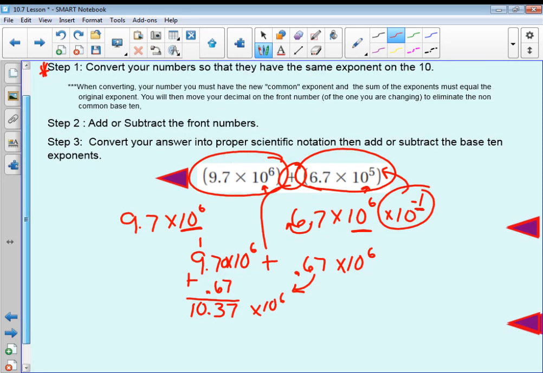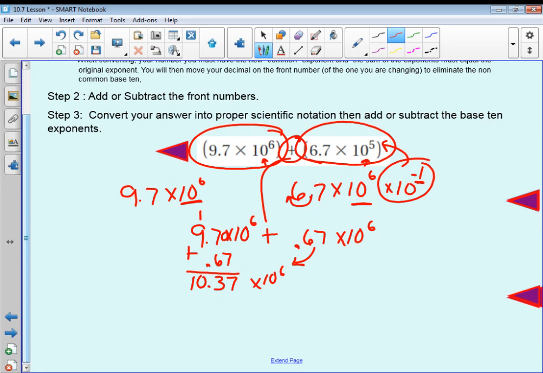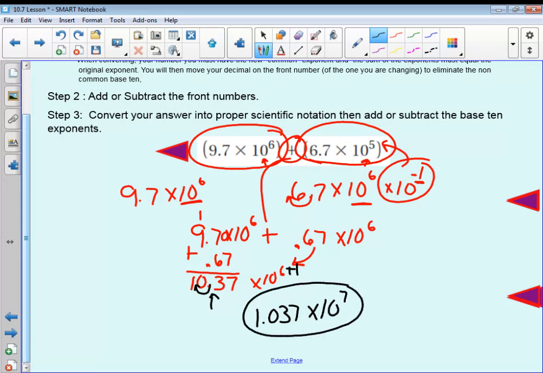Okay, not done. Here's why, and this is what I just got done talking about on the previous one. This is not in proper scientific notation because I have 2 numbers to the left of the decimal, so I need to shift 1 place. It was greater than 1, so that's a positive thing, so plus 1. It now becomes, for a final answer, 1.037 times 10 to the 6 plus 1 is 7. Here's our final answer. And that should look familiar, I used the same problem when we were doing the standard notation. So once again, practicing those skills.